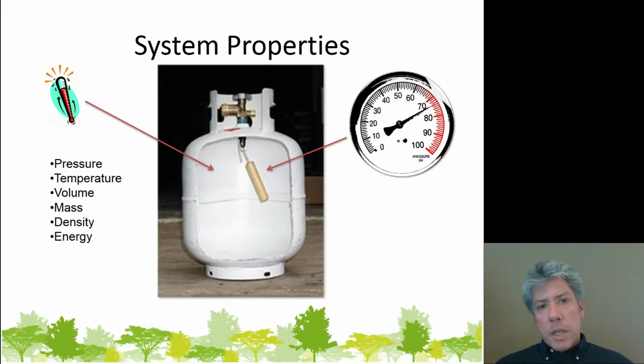Another thing we're interested in is system properties. If we have a system, we're interested in what's going on in that system. So things like the pressure, the temperature, all of these things, how much mass is in the system. You may not know this. This is a cross-section of a propane tank, or a cutaway of a propane tank. But propane in a tank exists in two phases. There's the gas and the liquid.